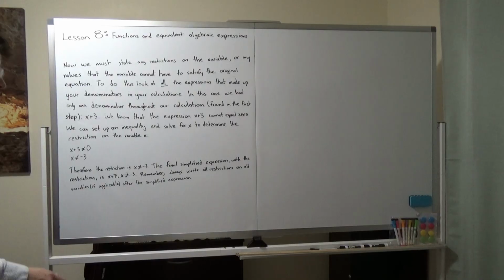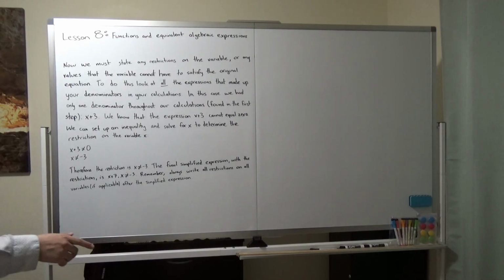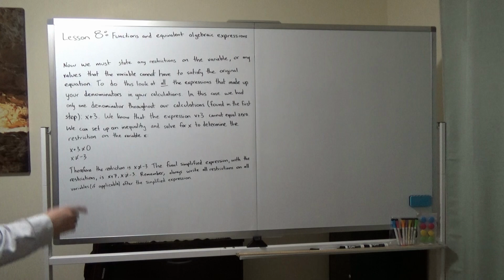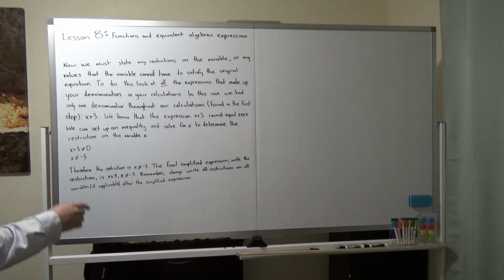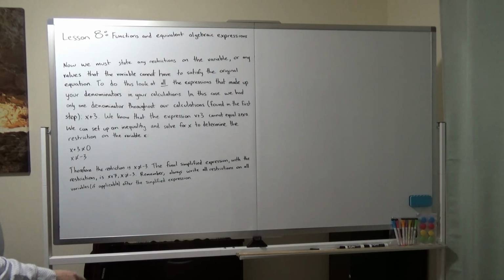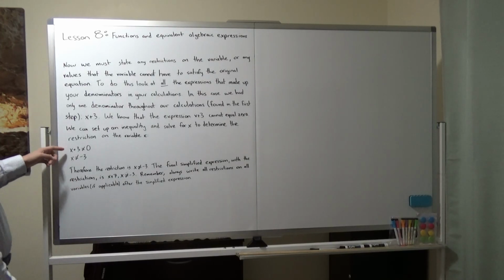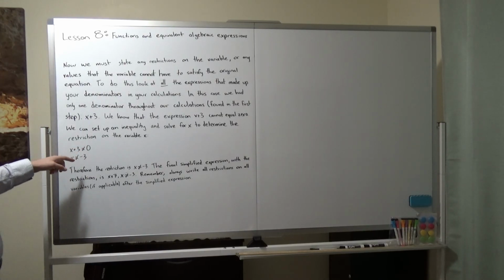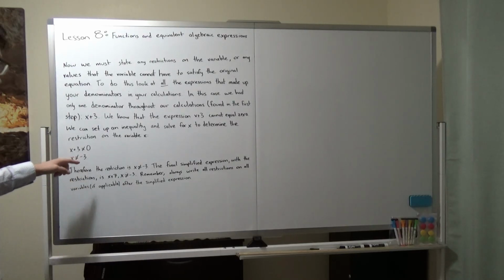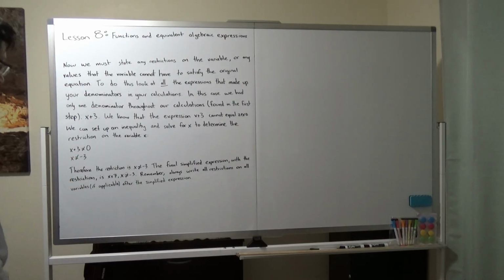We know that the expression x plus 3 cannot equal 0. We can set up an inequality and solve for x to determine the restriction on the variable x. So x plus 3 cannot equal 0. We isolate x by bringing 3 to the other side. So x cannot be equal to negative 3. Therefore, the restriction is x cannot be equal to negative 3.